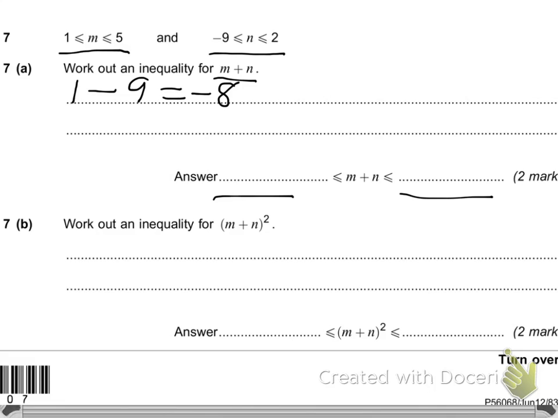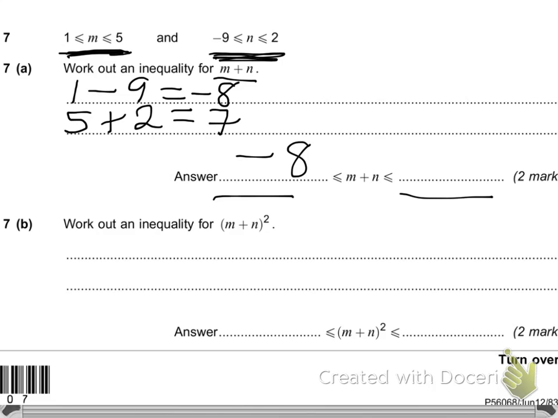If you take the biggest number on the right hand side, which is 5 for m, and you take the biggest number for n, which is 2, you get 7. And then think to yourself, can you get a smaller number than minus 8 from adding one of these numbers to one of these numbers? And the smallest number that you can possibly get is minus 8.